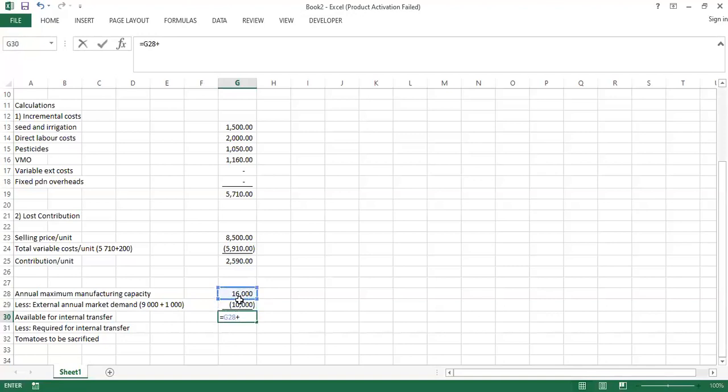So what do we have available now for transfer? We have 6,000. So we can only transfer a maximum of 6,000. But what's the requirement now?